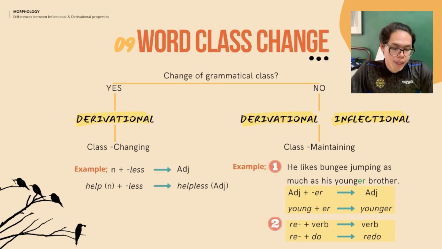Second example, prefix re plus verb becomes verb. The word class doesn't change. Let's say we add re to do, and it becomes redo, right? So do is a verb, and redo is also a verb. The stem is still a verb, so there is no word class change here.